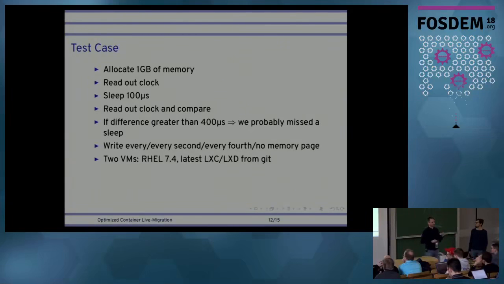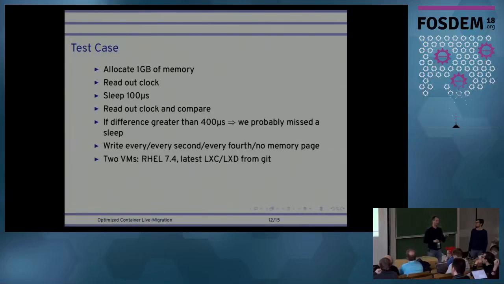So what we did, we created a process in the container. It allocates 1 gigabyte of memory, and then it reads out the clock. It sleeps for 100 microseconds. It reads out the clock again, and then we compare those two values. If it's lower than 400 microseconds, then we think we didn't miss one of our sleep cycles. And if it's higher than 400 microseconds, then something was missing and we could have been migrated.